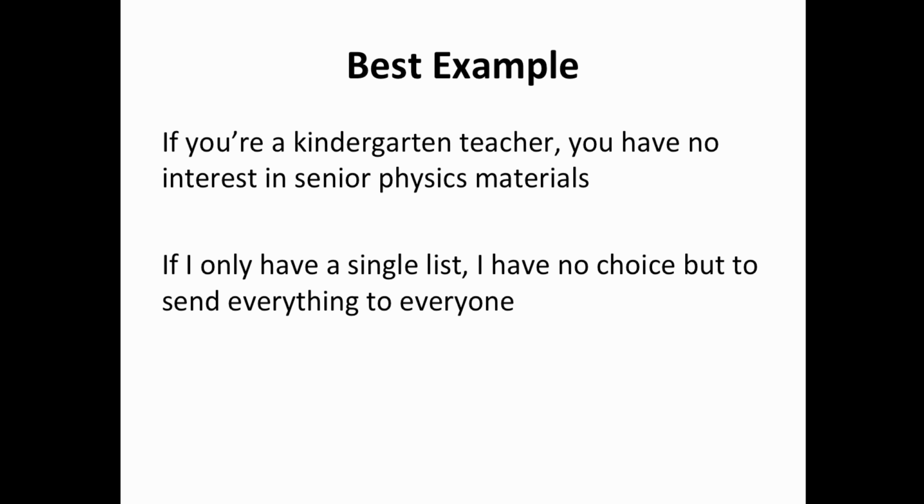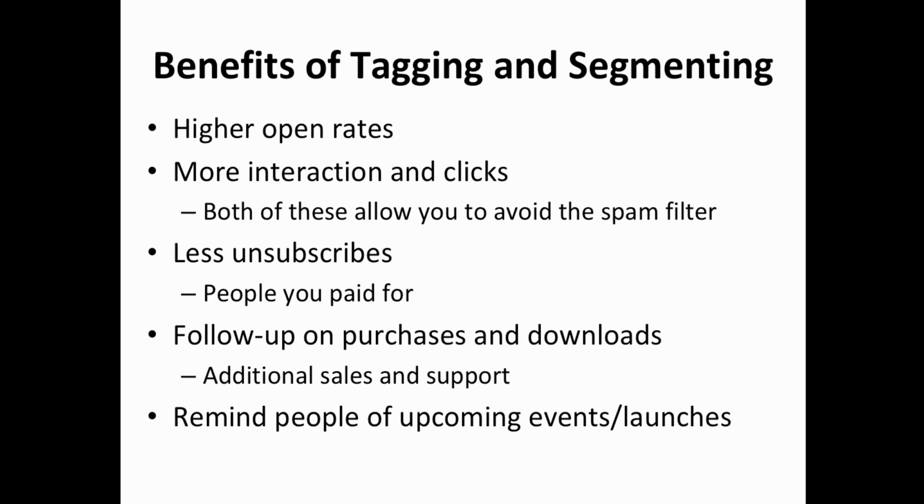So if I only have a single list, I have no choice but to send everything to everyone. Now the problem with that is that the kindergarten teacher is going to be sick and tired of seeing the emails about the biology or the physics in high school, and so they're probably going to unsubscribe, and we don't want that. Now the benefits of tagging and segmenting, well, we get higher open rates.